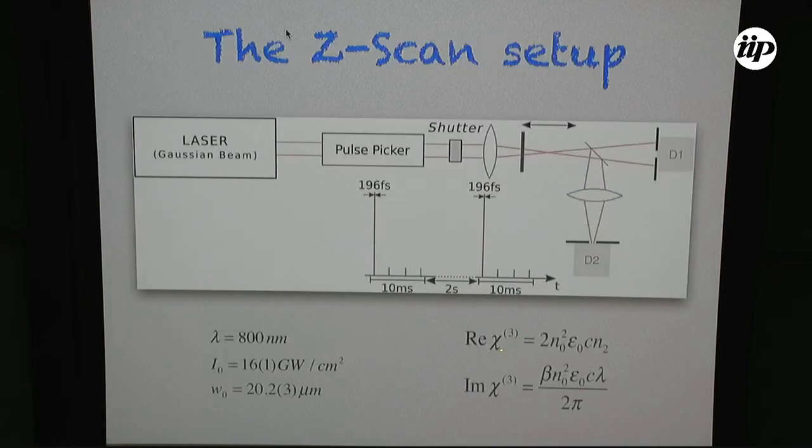This is the real part of the third order susceptibility. You see that it's essentially proportional to the nonlinear part of the index of refraction. All the rest we know; it's something that we are able to measure independently. And the imaginary part is related to the absorption. All the rest is known. So if you are able to measure this parameter, you have access to N2 and beta. So this is the whole story.